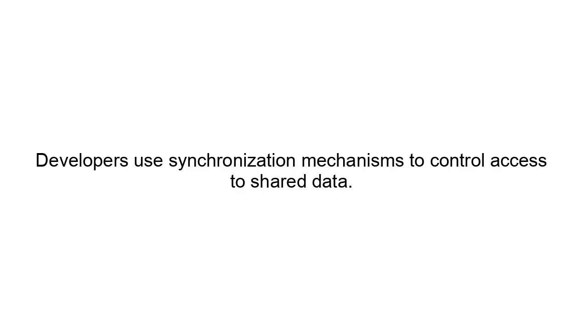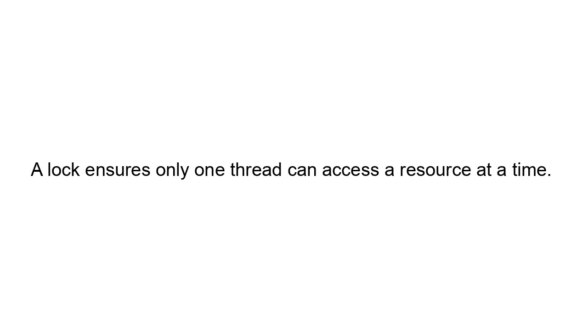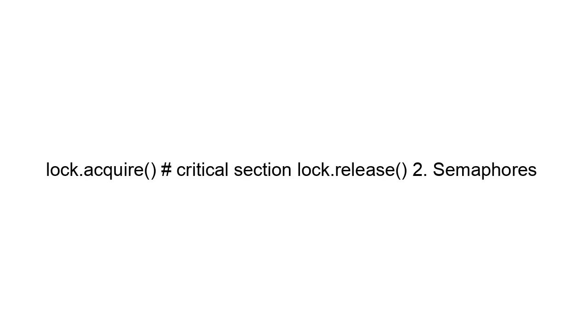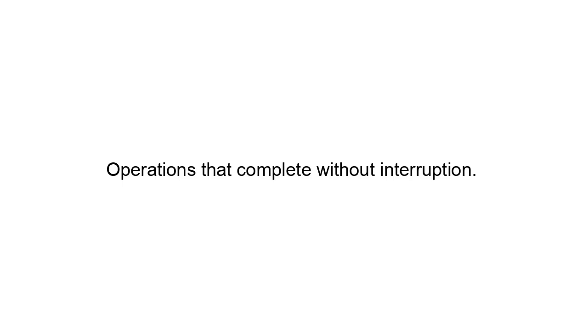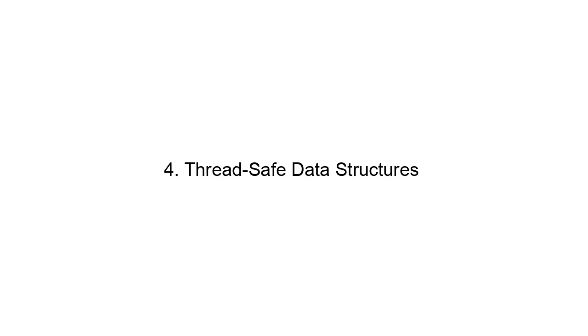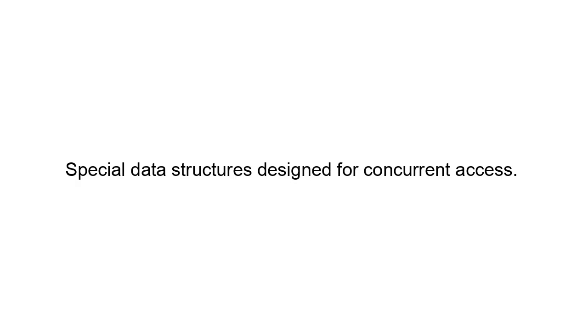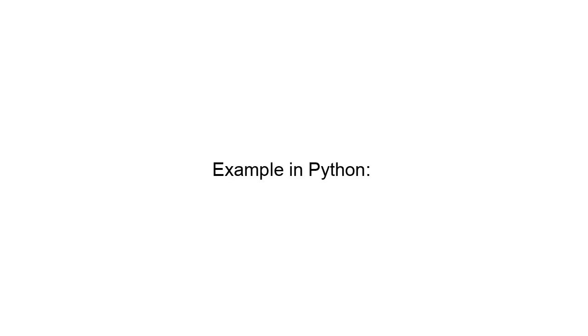How to prevent race conditions. Developers use synchronization mechanisms to control access to shared data. Common techniques include: 1. Locks, or mutex. A lock ensures only one thread can access a resource at a time. Example: lock.acquire, critical section, lock.release. 2. Semaphores, which control how many threads can access a resource simultaneously. 3. Atomic operations, which complete without interruption. 4. Thread-safe data structures, special data structures designed for concurrent access.